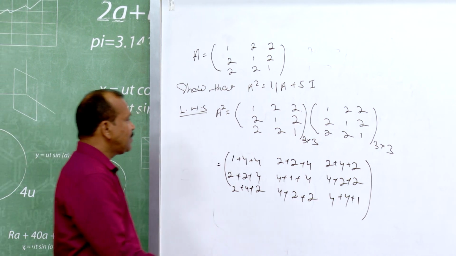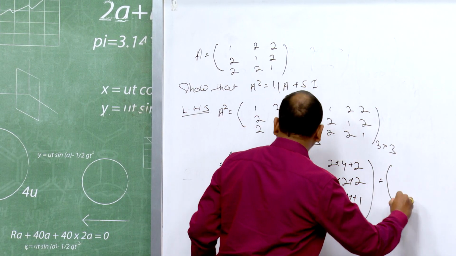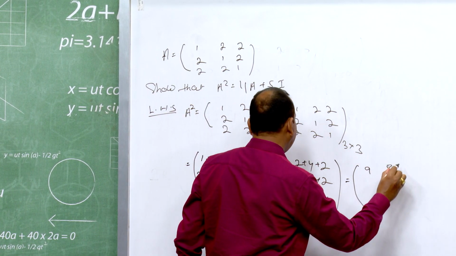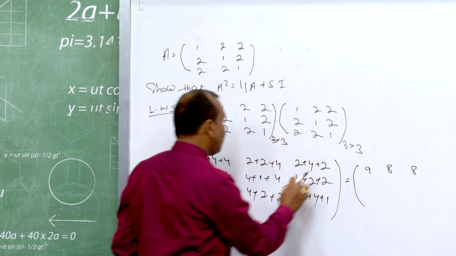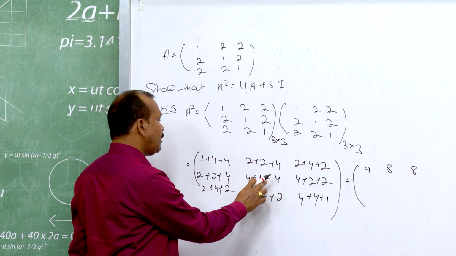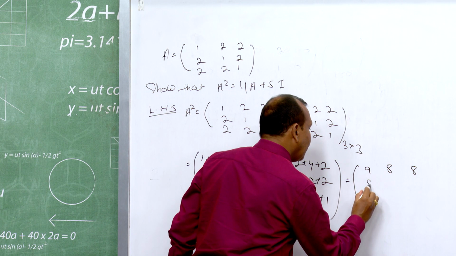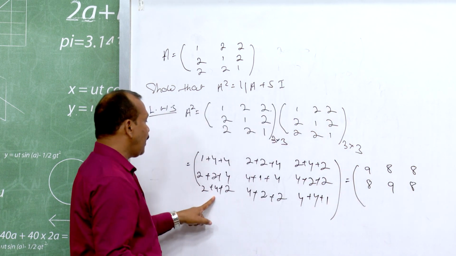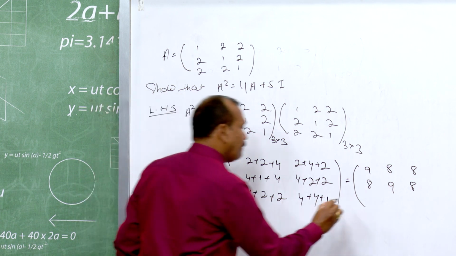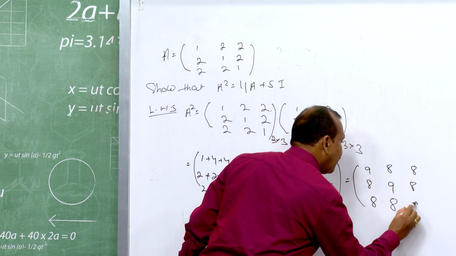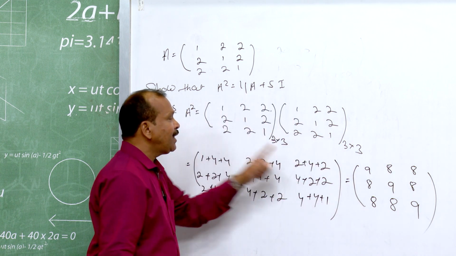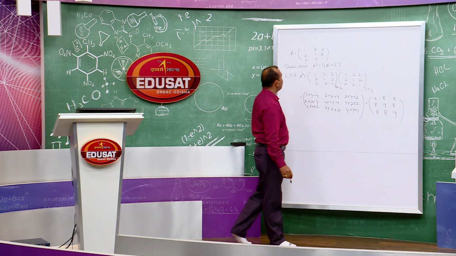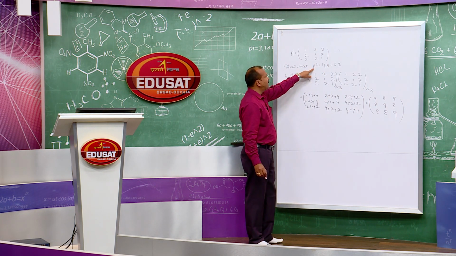So, that becomes 9, 8, 8, 8, 9, 8, 8, 8, 9. This is a square matrix having order 3 cross 3. This is what we have on the left hand side.